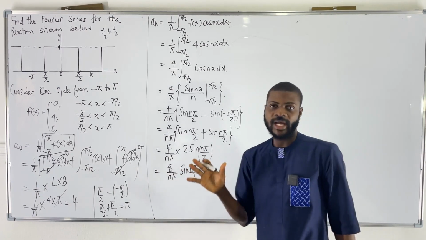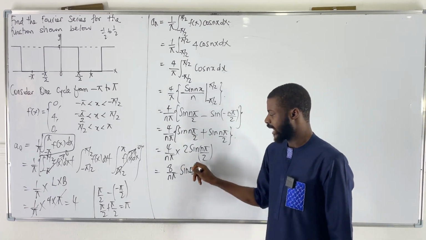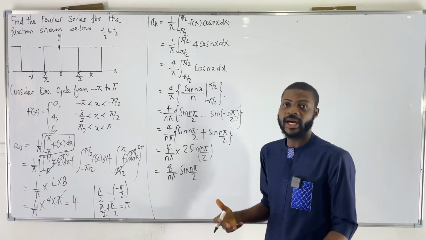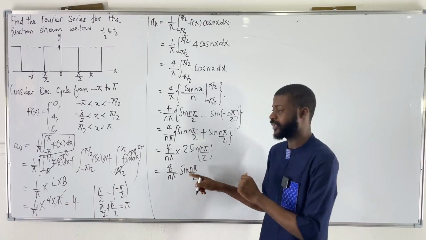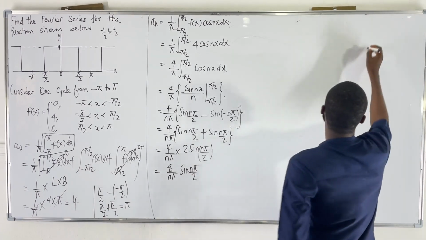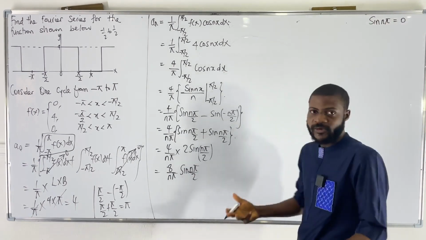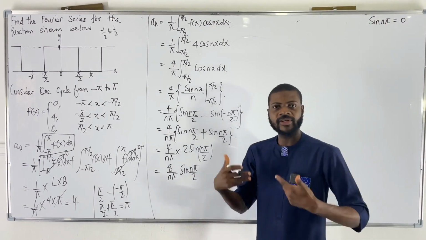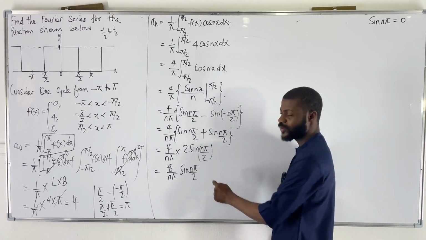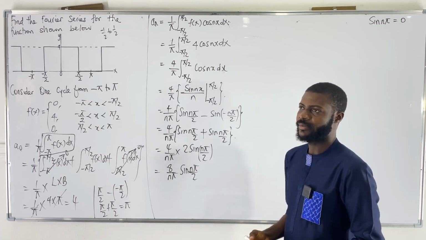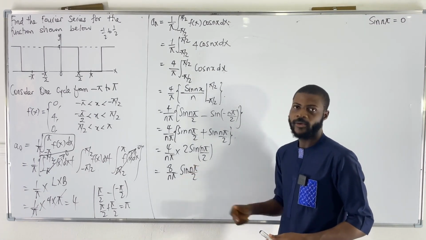Now, what you want to do at this point is see if you can find an expression for this, a way to get some special values for this. So let's work it out. We know that sine n pi is equal to 0. We've been able to find that out from previous equations. But what about sine n pi over 2? Let's start figuring out the behavior of sine n pi over 2.